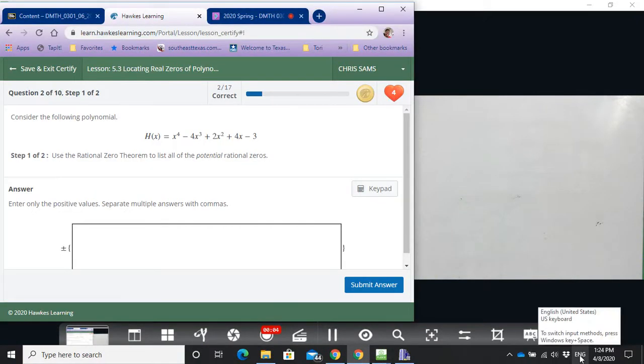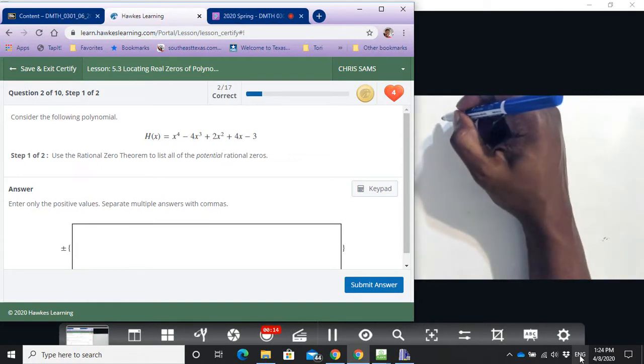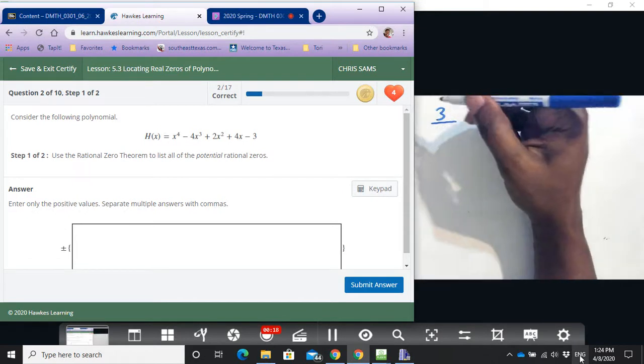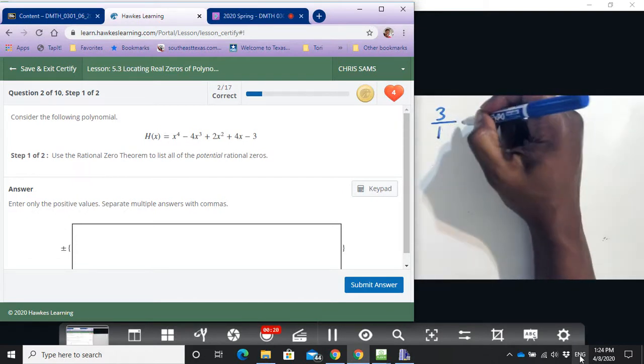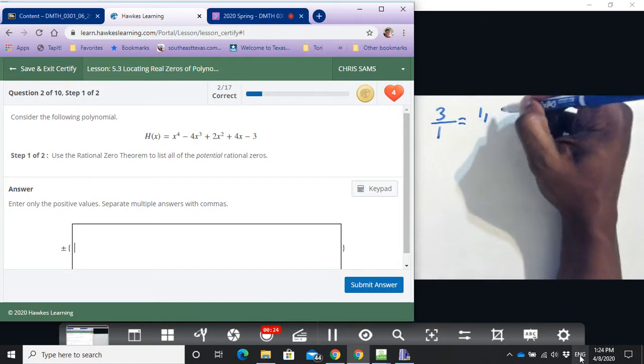Alright, number 2, we're going to be doing the same thing. We're going to try to find all the rational zeros. So we're going to take that last number, which is our constant, which is 3. We're going to divide it by the leading coefficient, and we're going to just list all the factors of 3, which are just 1 and 3.